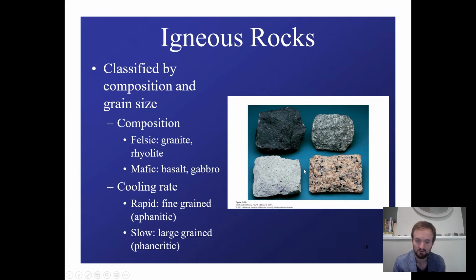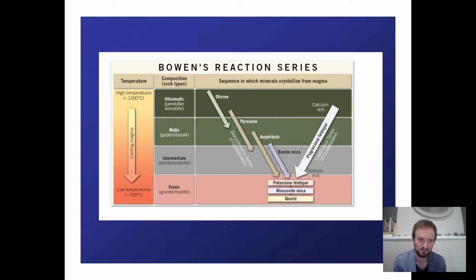And if you cool something very slowly, you get large crystals. We call it large grain, and that's phaneritic. So aphanitic, phaneritic. There's also something in between called porphyritic, where you have large crystals and small crystals. What that means is that it was cooling slowly, and you were getting big crystals, but then all of a sudden it was erupted and then cooled really quickly. So cooling history plays a big role in what you see in igneous rocks, and composition comes in through something called Bowen's reaction series.